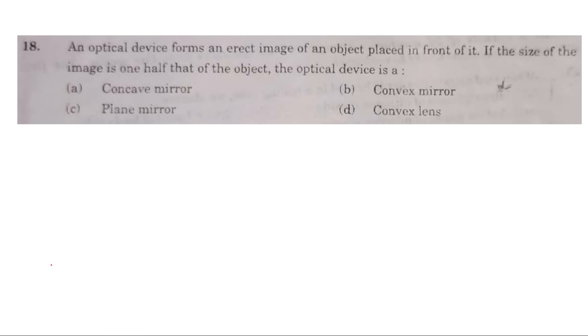Next question. An optical device forms an erect image of an object placed in front of it. If the size of the image is one-third that of the object, the optical device is a convex mirror. That is the correct answer.